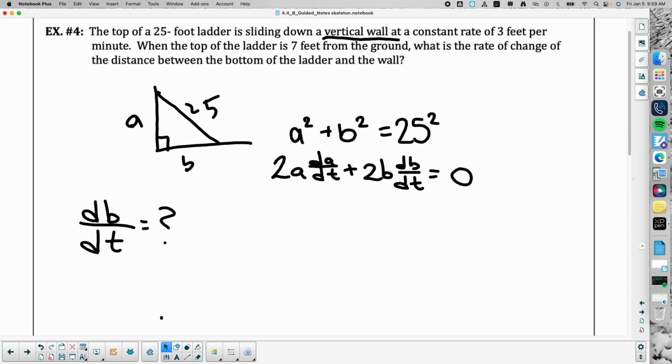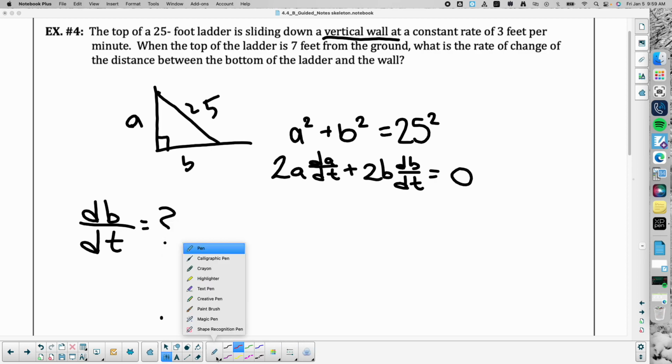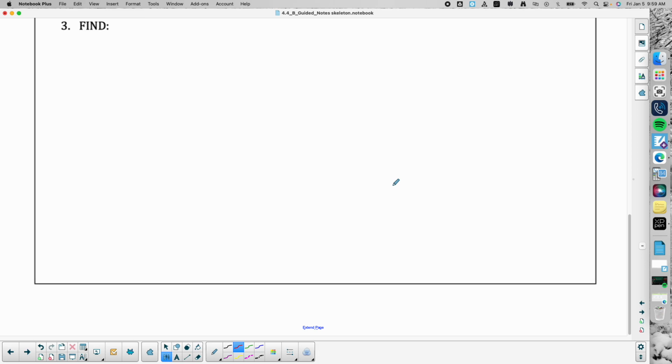Okay, good. Well, dB dt is what we're trying to find. So we got that, but there is clearly lots of other info. What the heck?